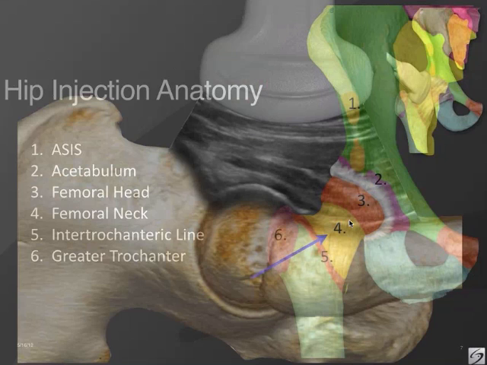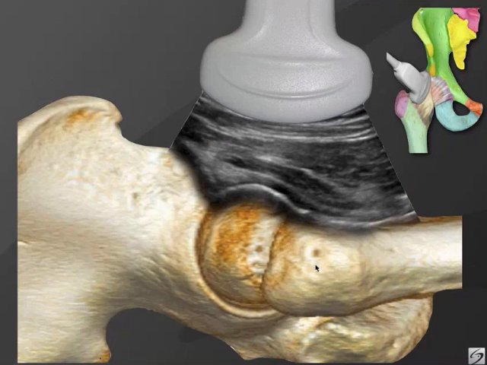Here is a view looking from lateral to medial. The greater trochanter is coming out at you here. The femoral neck here is a bit foreshortened and hidden because we're looking straight from lateral toward medial. And there's the hip joint. Probe placement is along that femoral neck, and this is the image that we see.